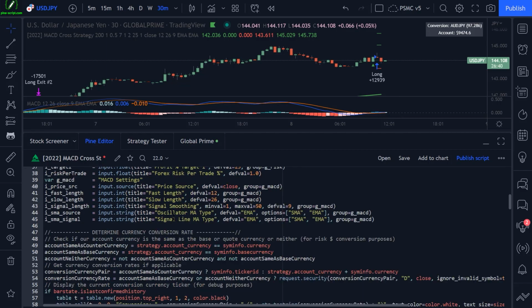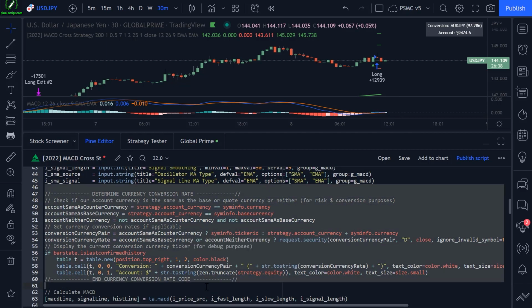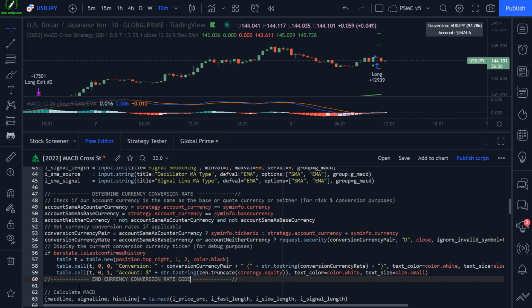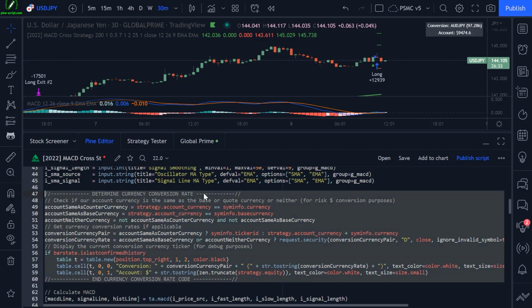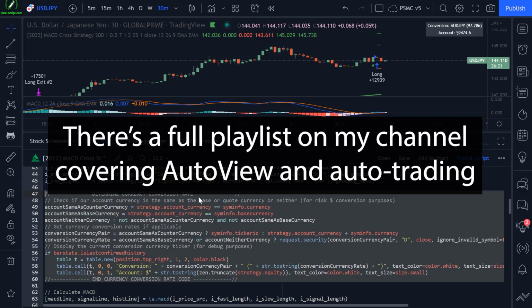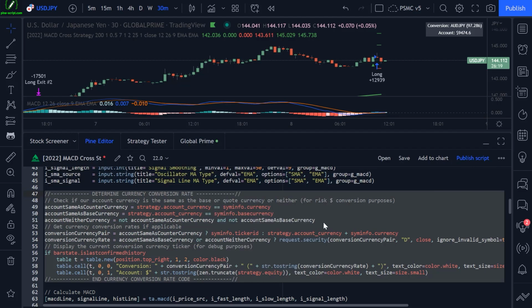And then next up, I copy and paste a bunch of code that I use in all of my automated scripts that allows me to calculate my position size, particularly for AutoView. If you're not familiar with AutoView, I've done videos on that in the past. This code is primarily used for calculating my position size when auto trading through AutoView, which I don't do very often anymore. I use Pine Connector mostly, but anyway, that's outside the scope of today's video.